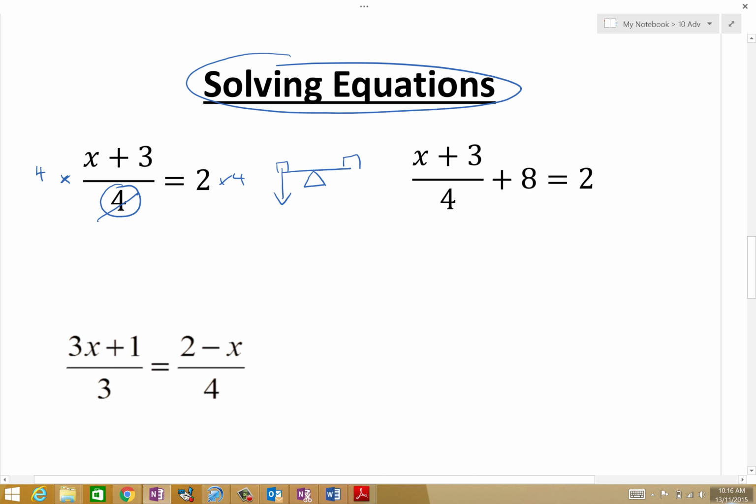Now we know that anything divided by itself, that's the whole point of the inverse operation, we've cancelled out that divide sign. So what are we left with? We're left with x plus 3 is equal to 8. Is that right? Yeah. And then I'm going to subtract 3 from both sides, the inverse operation of that 3. x is equal to 5.